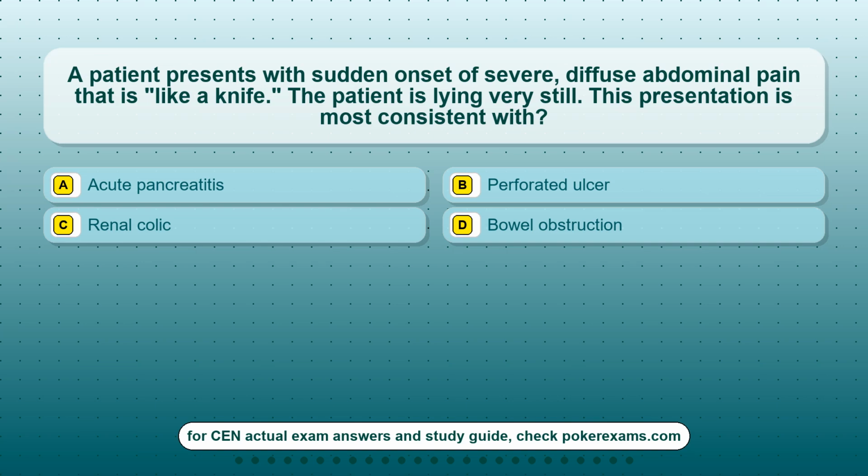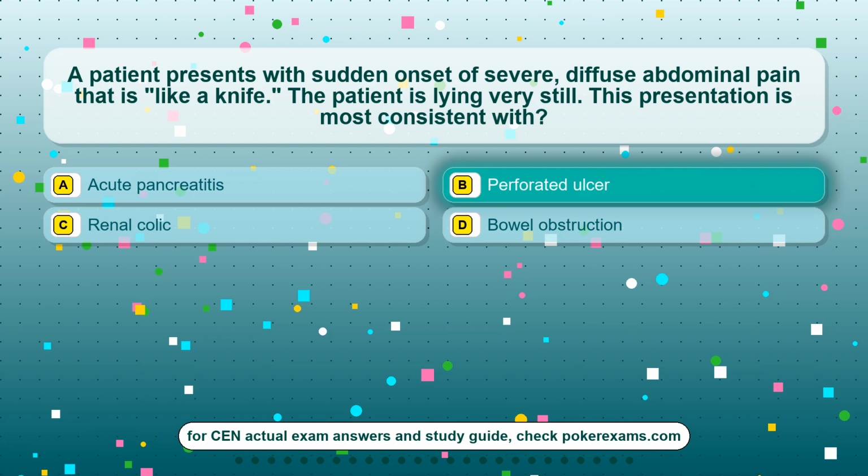Question 19. A patient presents with sudden onset of severe, diffuse abdominal pain that is like a knife. The patient is lying very still. This presentation is most consistent with Option A, acute pancreatitis. Option B, perforated ulcer. Option C, renal colic. Option D, bowel obstruction.